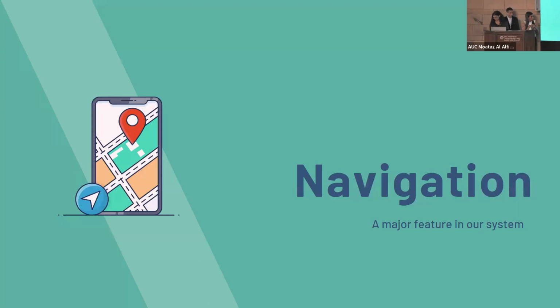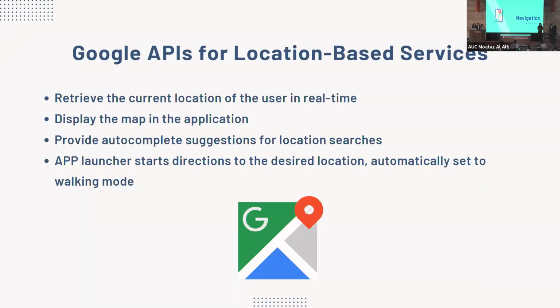Okay, so now I'll talk about the navigation feature, which is one of the main features of our system. For the navigation, we use Google APIs to get the location of the user in real time and to display the map inside the application. Also, it provided us with autocomplete suggestions for the location search. And lastly, we integrated an app launcher to start the directions toward the desired location. And the mode was set automatically to walking.